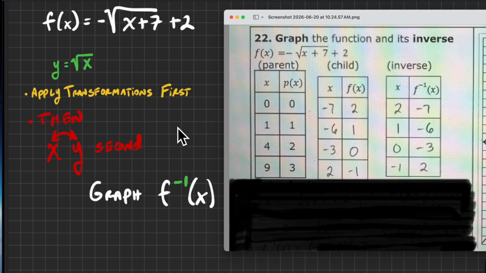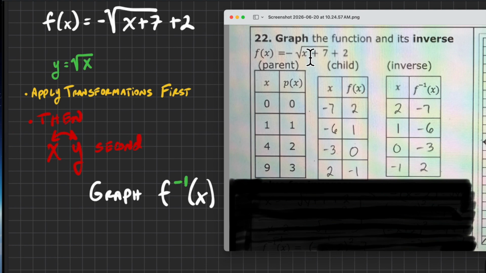Okay, folks, here's our first function, f of x. It's rewritten here on this diagram. The parent function, y equals square root of x, is written here. If you put x equals 4 into this parent function, square root of 4 is 2, square root of 9 is 3. Now, we're going to take these transformations and apply them to the parent function.